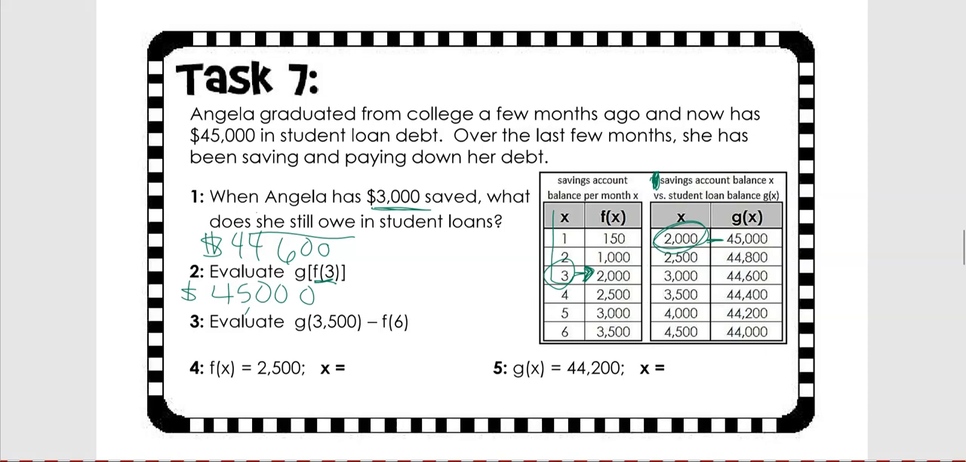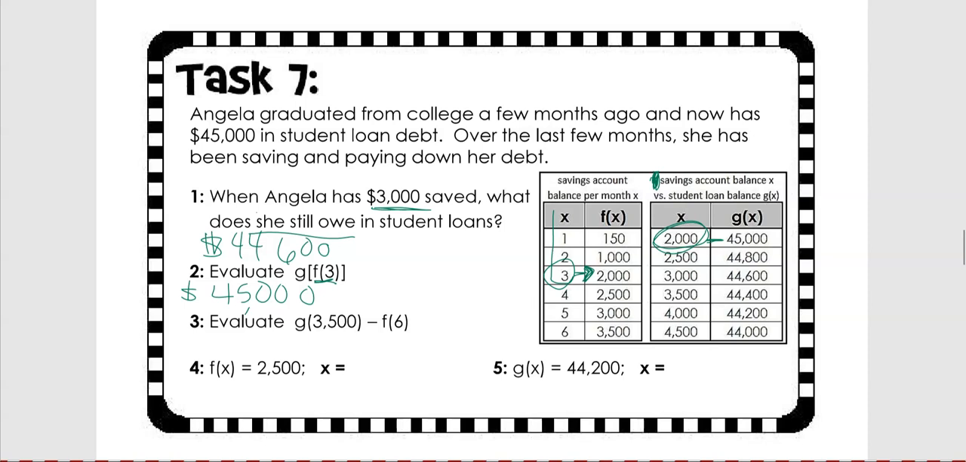Evaluate G of 3,500 minus f of x. Again, G of 3,500, we would look for that in our savings account versus student loan table. And then f of x, we would look for that in our savings balance. Number 4, it says f of x equals 2,500. What is x? Look for 2,500. Tell me what the x is.